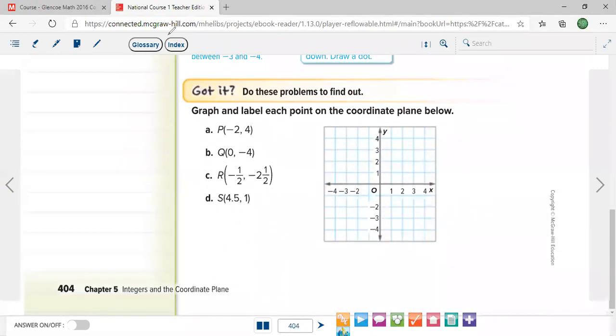Now, yalla shabab, I want you to be faster than me, and in your books, try to plot the points P, Q, R, and S.